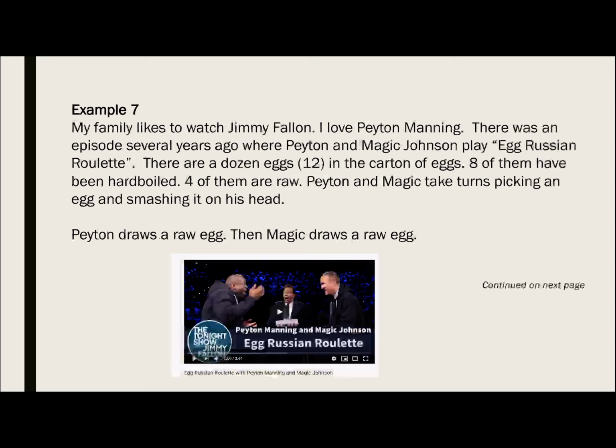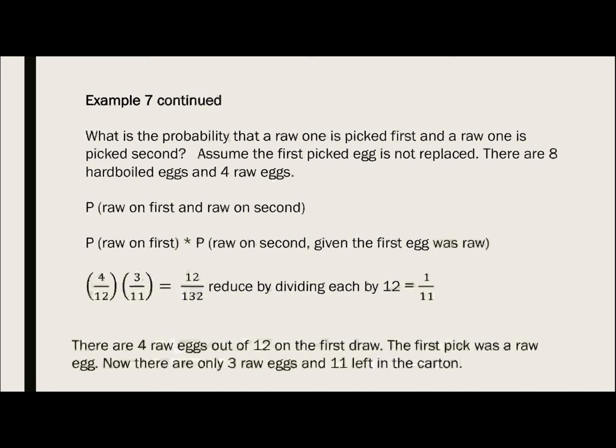Okay, the goal is to not pick a raw egg. So Peyton picks, and it turns out it was a raw egg. And then Magic picks, and then it happened to be a raw egg also. What is the probability that a raw one is picked first and a raw one is picked second? Assume the first egg is not replaced. Okay, so they pick it and they smash it on their head. Obviously, they're not going to put it back in the carton. Okay, 8 hard-boiled, 4 raw. What's the probability of raw on first and raw on second?